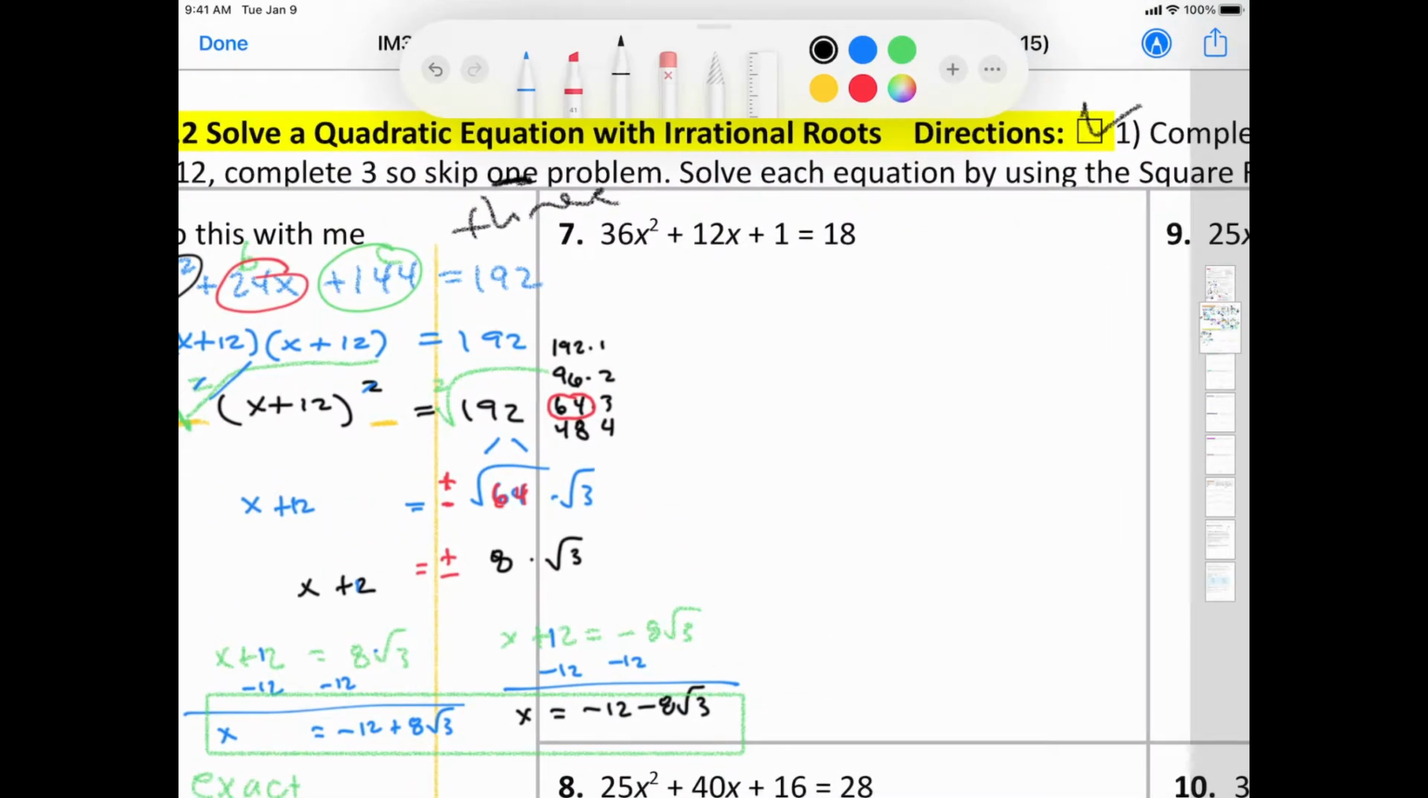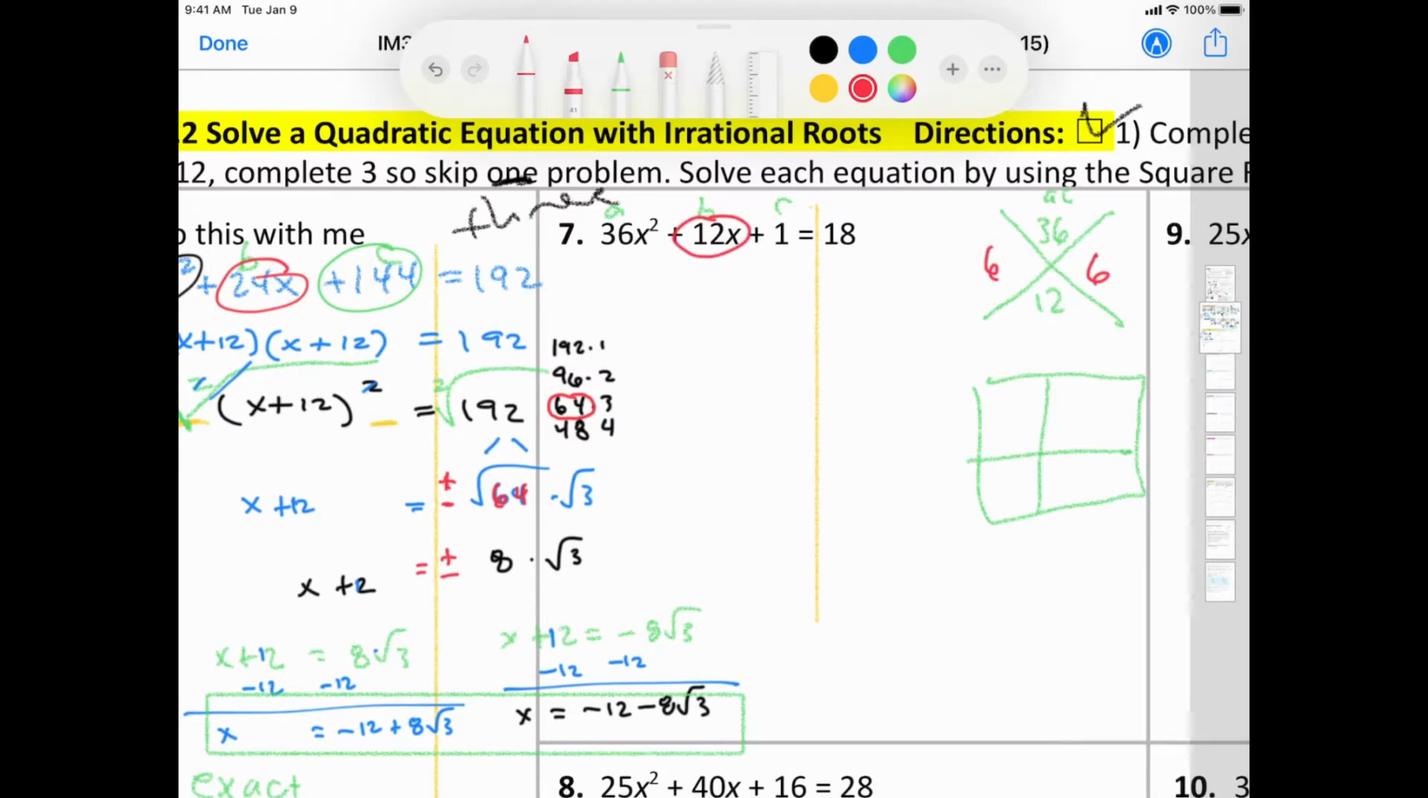Alright, let's go over question number 7. Let's do the same thing here. We're just going to factor this. There's our A, B, and C. So A times C is 36, and our B value is 12. I think those two numbers are going to be 6. What do you think? It splits it there, so I'm going to add x.